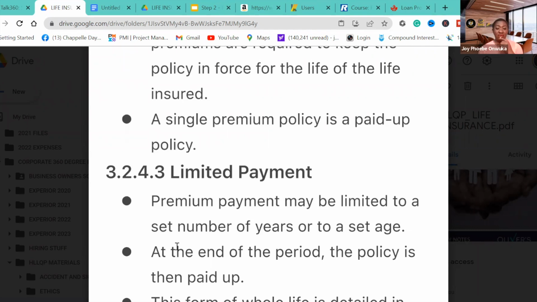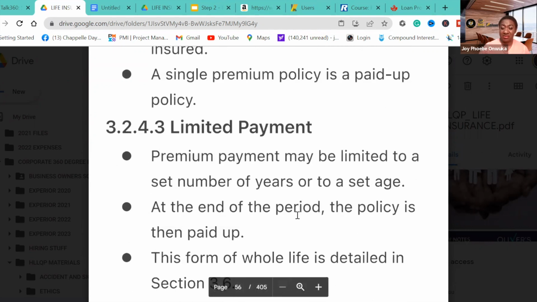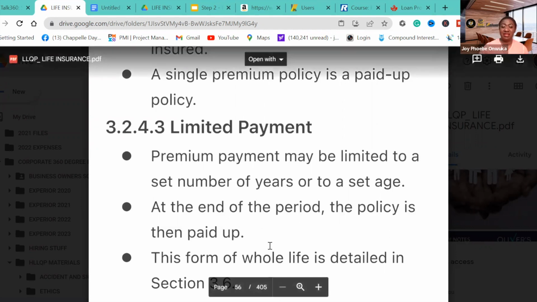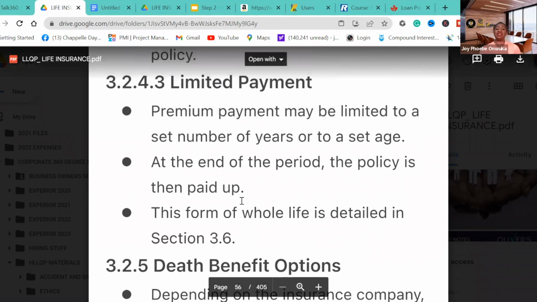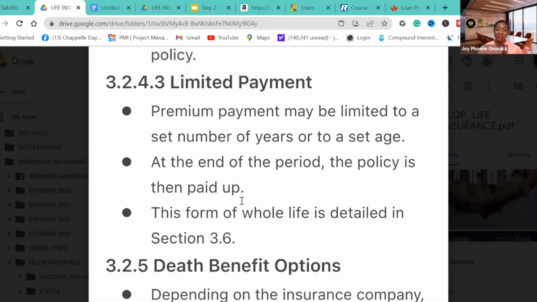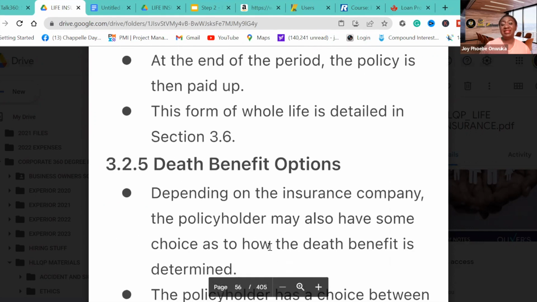All right. Now we move on to limited payment. Premium payments may be limited to a set number of years, or to a set number of age. At the end of the period, the policy is then paid up. This form of whole life is detailed in section 3.6. Yes. So this is a limited payment. You can choose, okay, I want this policy paid up in 5 years, paid up in 10 years, paid up in 20 years. We say that all the time. For some of you that have gone on field training with your trainer or with myself, you would have had the opportunity to see that we can actually choose to pay up a permanent policy within a specified period of time. All right?